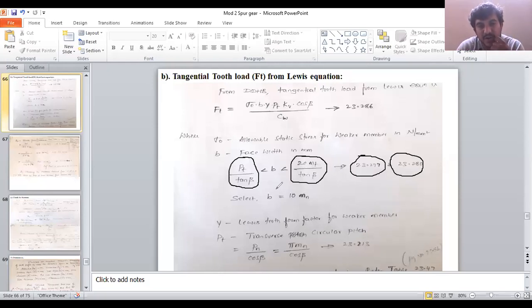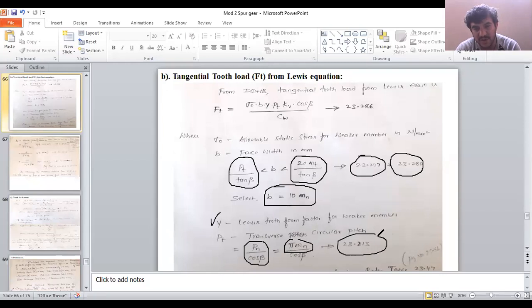Now again, what value do we select here? Again, we'll assume b is equal to 10 times the normal module m suffix n. Next, y is the Lewis tooth form factor for the weaker member. Again, p suffix t stands for transverse circular pitch. Transverse circular pitch is the normal circular pitch divided by cos beta. Normal circular pitch is 5 into mn, so 5 into mn by cos beta. That gives you equation number 23.213.